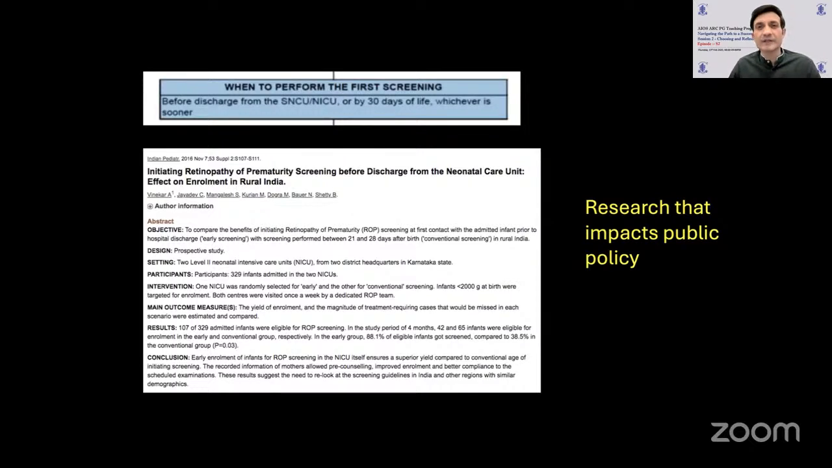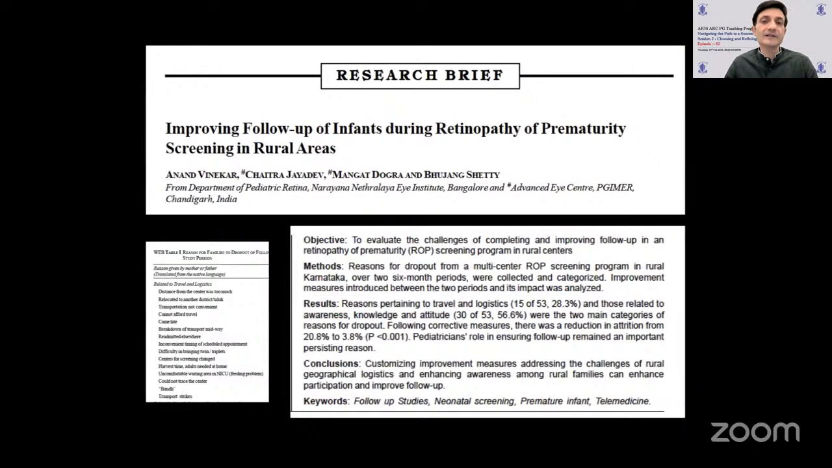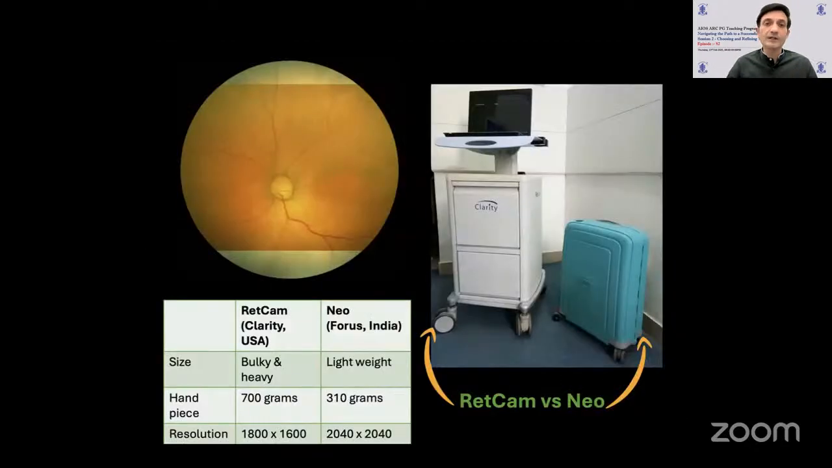And as I was telling you, one of the ways to measure the impact would be whether it changed policy. And in this study, we said if you screen once before discharge, and this was done in 2 government hospitals in southern Karnataka, then you will be able to enroll far more babies, 12 times higher. And that became part of the national guidelines. And the other thing was, okay, it's easy to enroll a baby. It's more difficult to keep these babies under follow-up. So what are the reasons they might drop out from follow-up? So this was our publication. And we really explored how these patients are not coming back and how we could improve that follow-up.